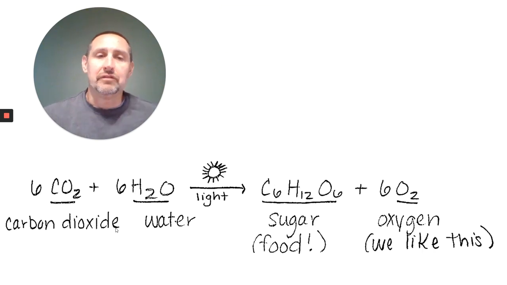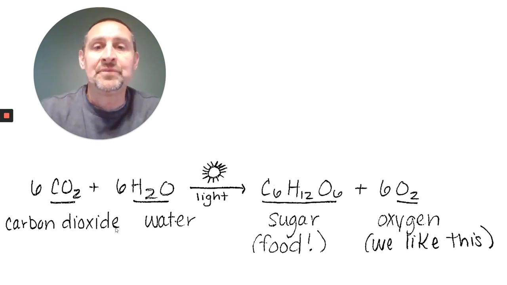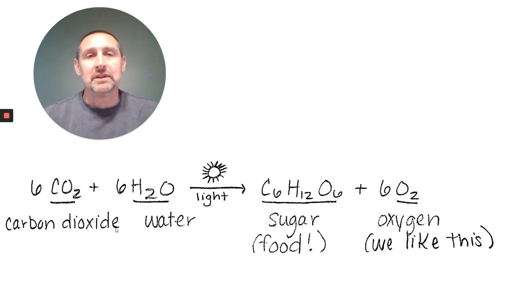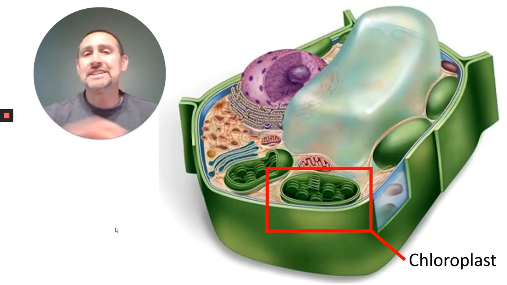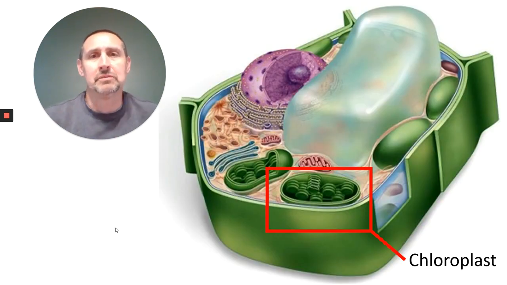Here's a basic formula for photosynthesis, chemically what's going on. So we have carbon dioxide, we have water, and we need sunlight, because sunlight provides the energy to power this reaction. The end result is going to be glucose, sugar, and of course oxygen, which we need. All this happens in a plant cell. So here's a picture of a plant cell.